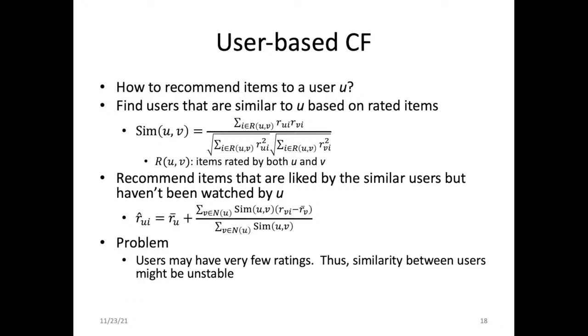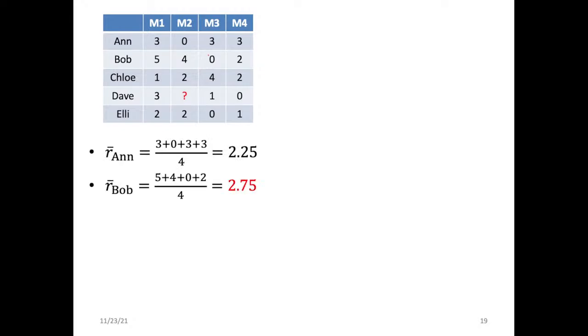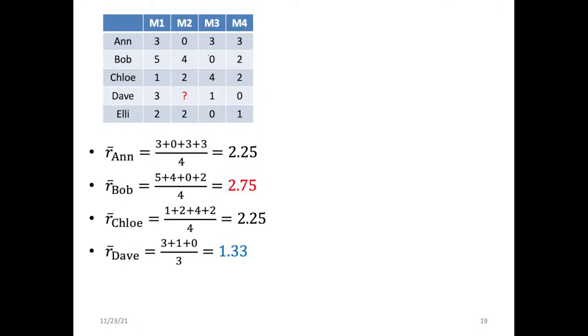So how to find the users that are similar to user U? Let's use this example. We have 5 users, Anne, Bob, Chloe, Dave, and Ellie, and we have 4 movies, movie 1, 2, 3, 4. In general, most of these entries will be question marks, but for explanation purposes, I only have 1 question mark here. The first step is to compute the average score of these users based on the available ratings here.